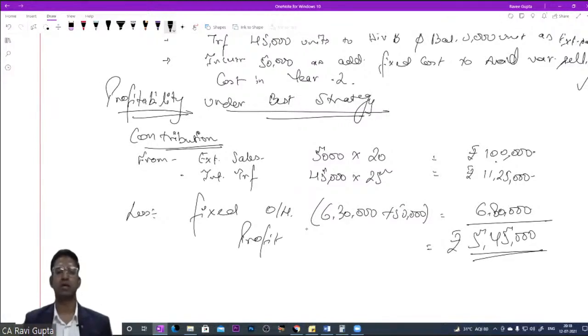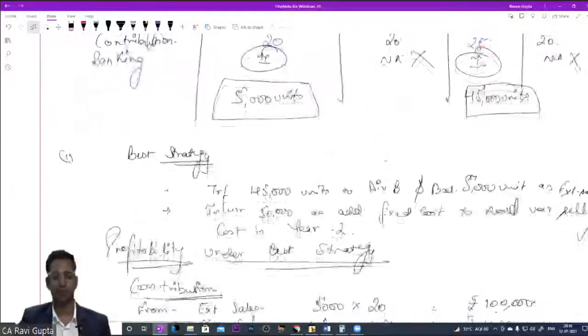What is the best strategy? Transfer 45,000 units to division B and 5,000 units as external sales. This is what is required in the first part. Any query, any doubt regarding the first part, you are completely free to ask.